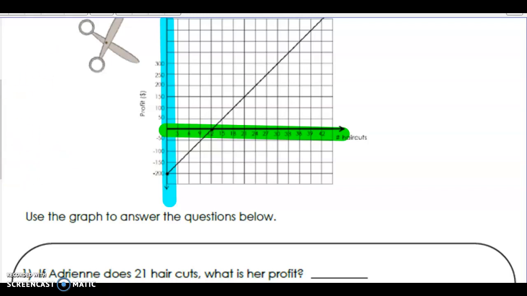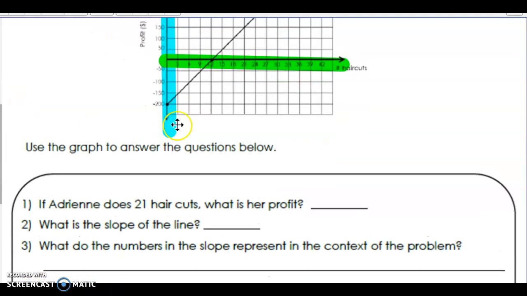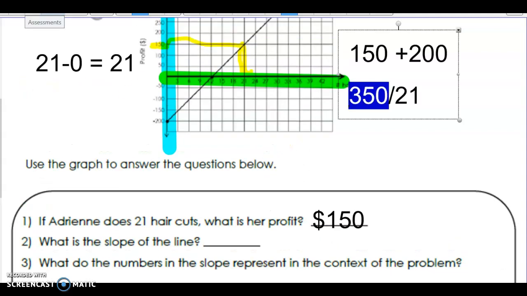Okay, so we're going to look here, and it says, what is her profit at 21 haircuts? Okay, so you're going to see that her profit is from 21. I took a yellow highlighter and I went up to the line and went over, and I saw that it was 150. So you're going to see that I have $150 written here because that's her profit.